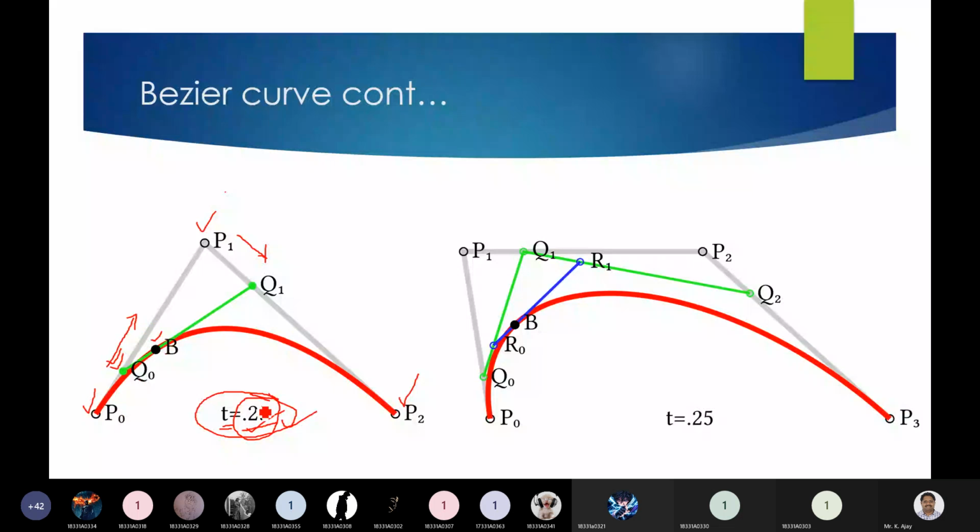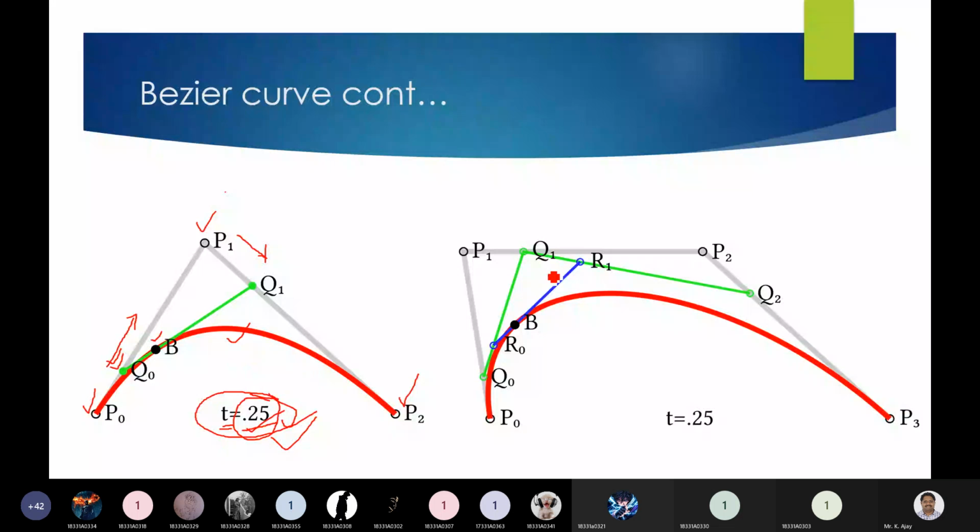So when t is changing, automatically q0 is moving, q1 is moving, and correspondingly the point b also moves. If you record all the points b for various t values, the point b moves along this particular red colored curve. This red curve is called a quadratic Bezier curve. So each and every control point is influencing the shape of the quadratic curve.